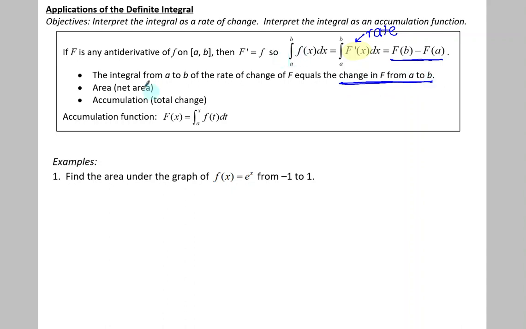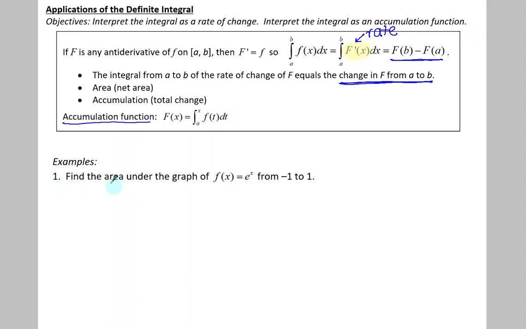Our definite integral, of course, also means the area, or rather the net area when we have some of our function below the x-axis, and the accumulation, or the total change. Our accumulation function is that capital F of x equals the integral from a to x of f of t dt. Let's look at some examples.